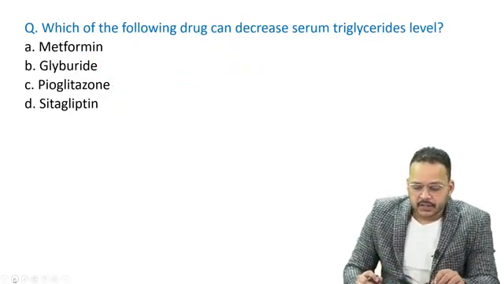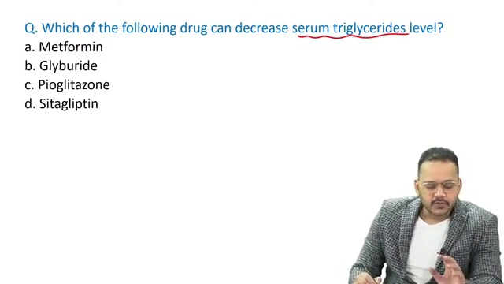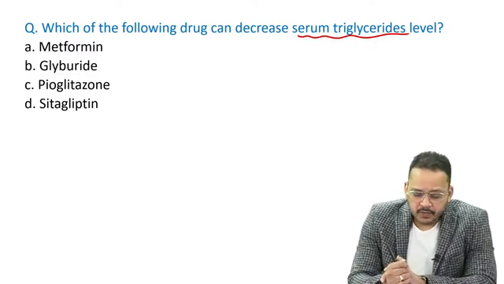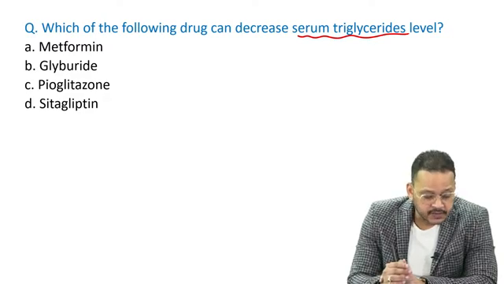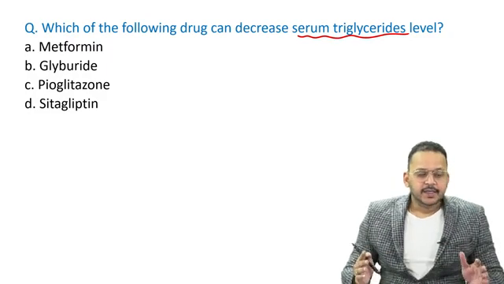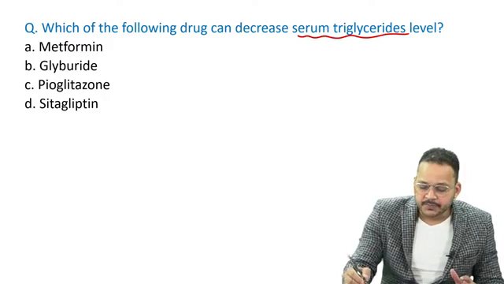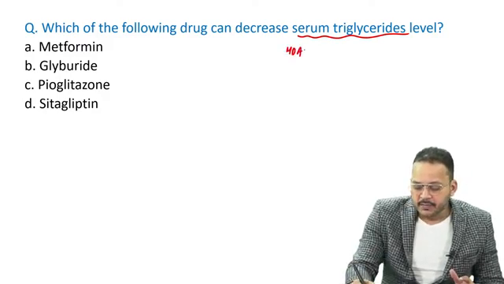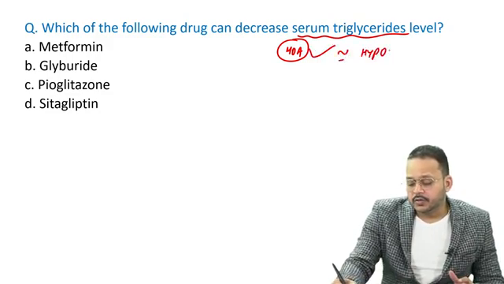Which of the following drugs used in diabetes can decrease serum triglyceride levels? Metformin, glyburide, pioglitazone, sitagliptin. Your clue is you have to look at the mechanism of action of these drugs and correlate that to a class of hypolipidemic drug.